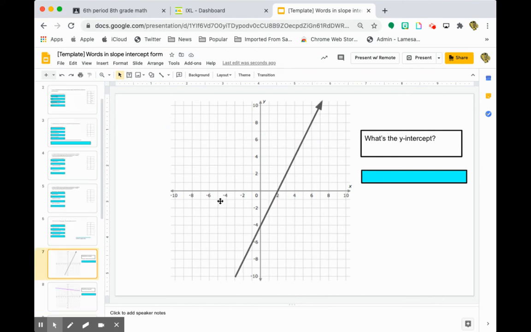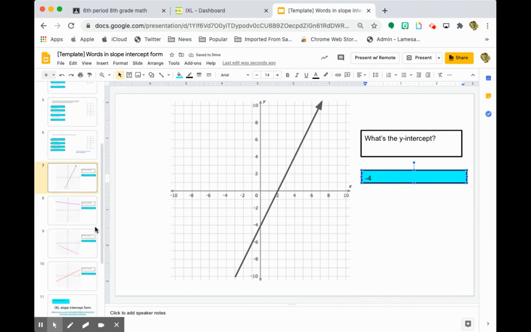And so on this slide here, the y-intercept is where the line crosses the y-axis. So this is the y-axis, and it crosses right here at -4. And so all you've got to write right here is -4. That's it. All right. And so you're going to do those.